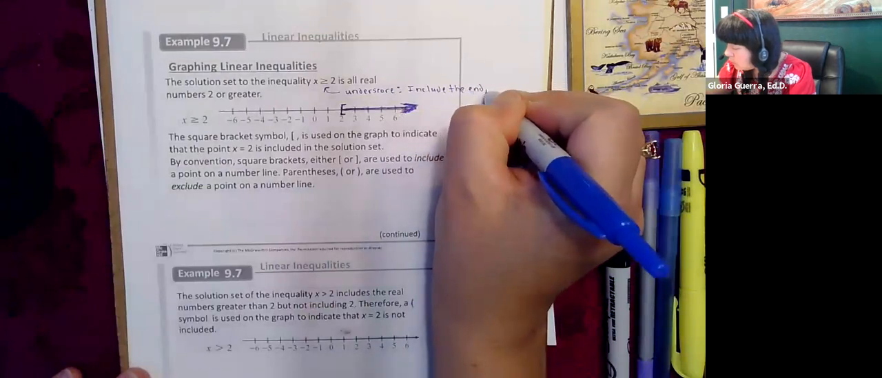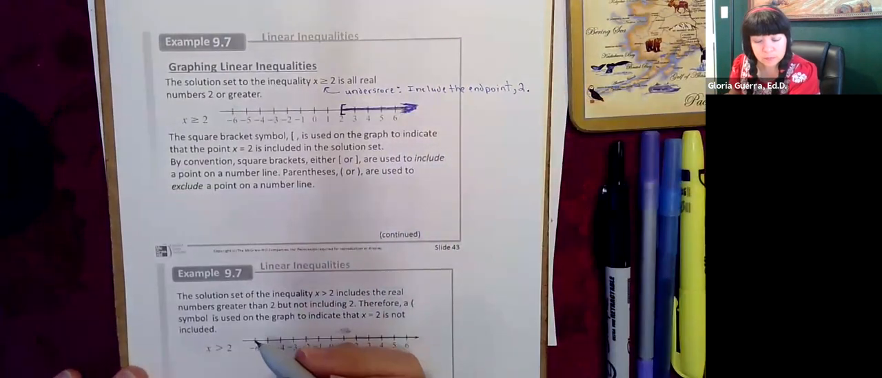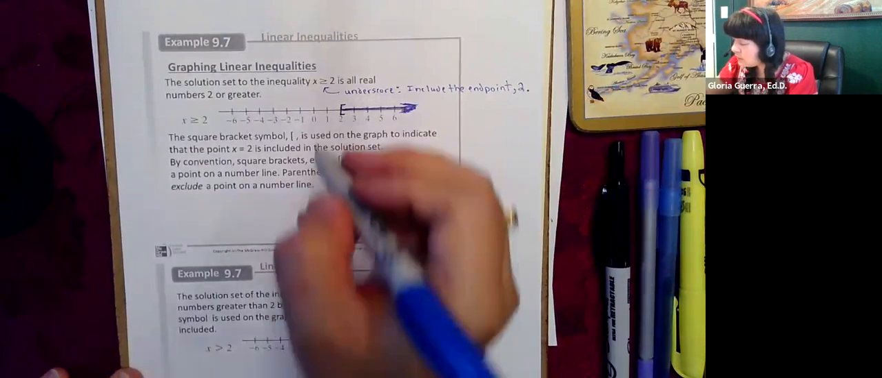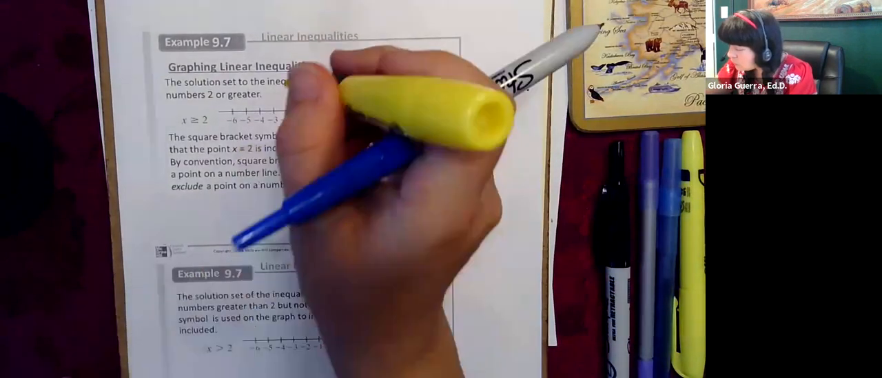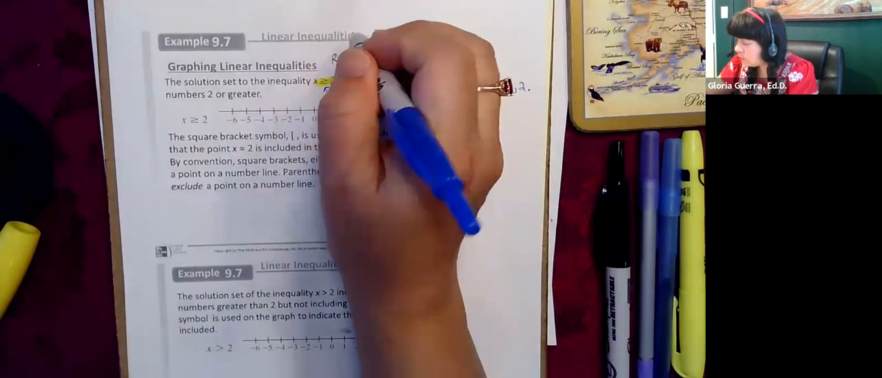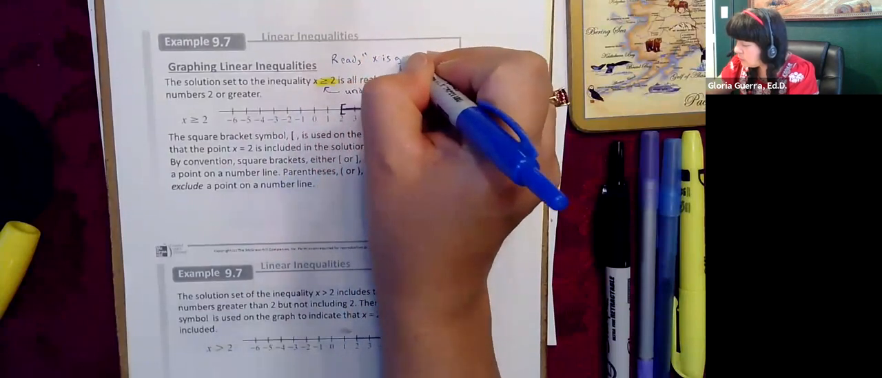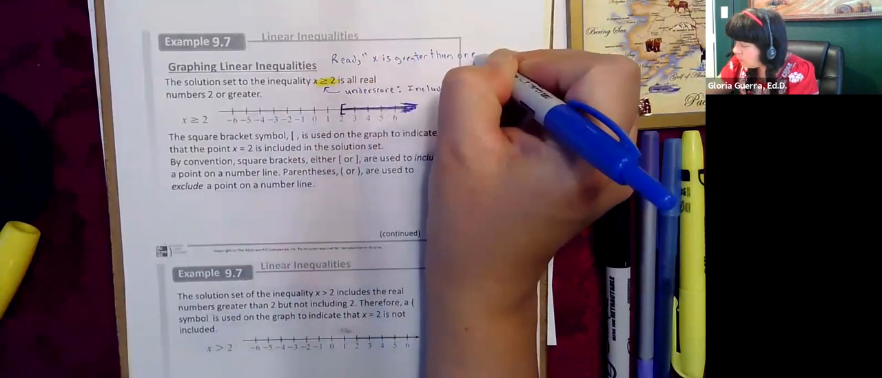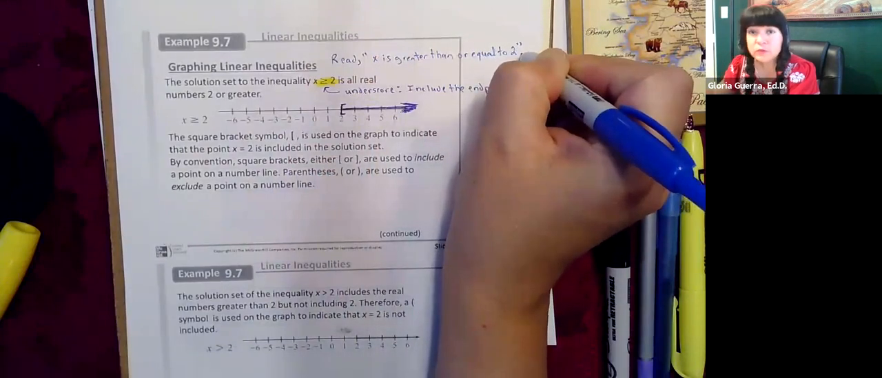In this problem, the endpoint is 2. And again, this is red: X is greater than or equal to 2. So this is red. X is greater than or equal to 2. Let's emphasize that.